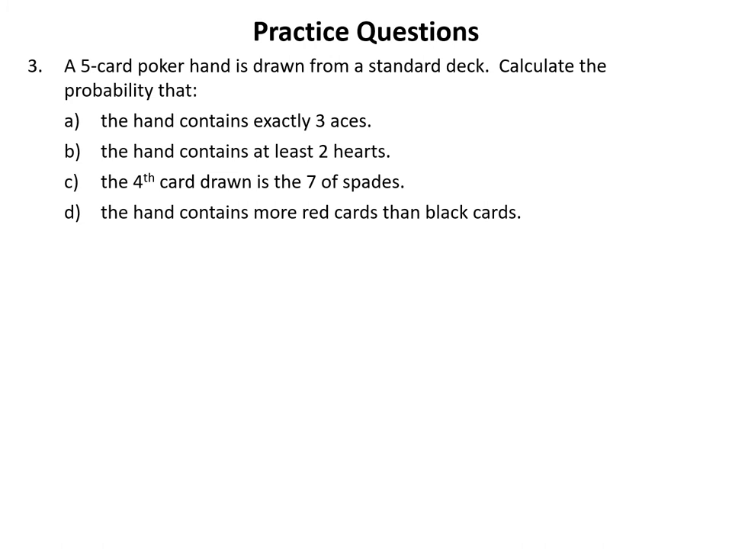Question 3. A 5-card poker hand is drawn from a standard deck. Calculate the probability that A, the hand contains exactly 3 aces, B, the hand contains at least 2 hearts, C, the 4th card drawn is the 7 of spades, and D, the hand contains more red cards than black cards.